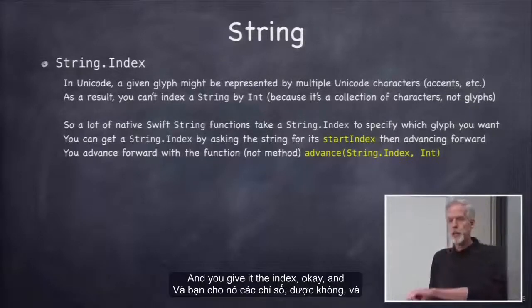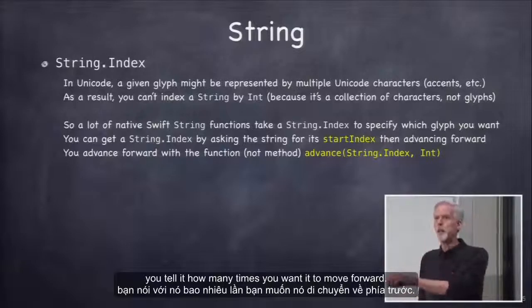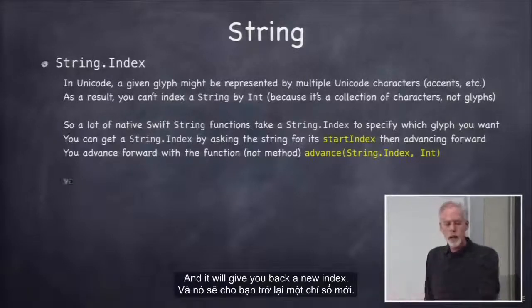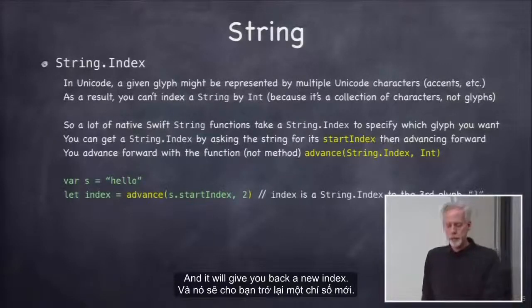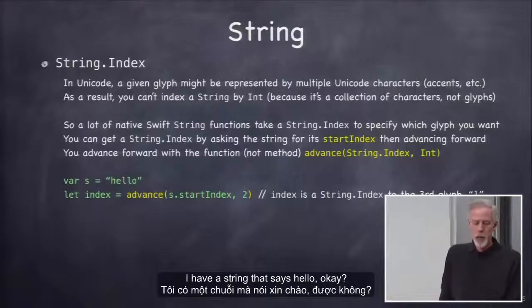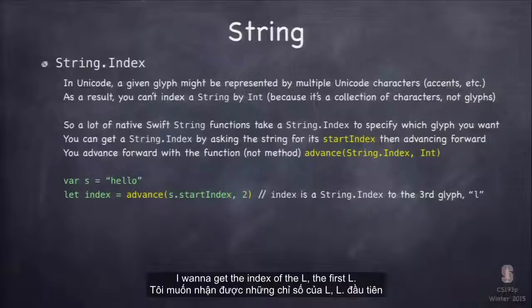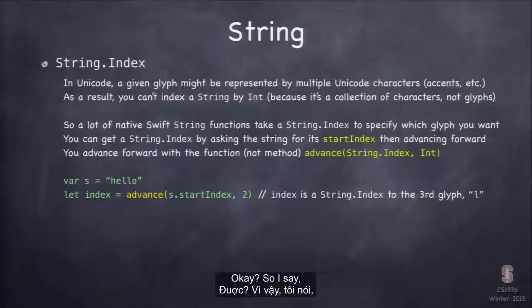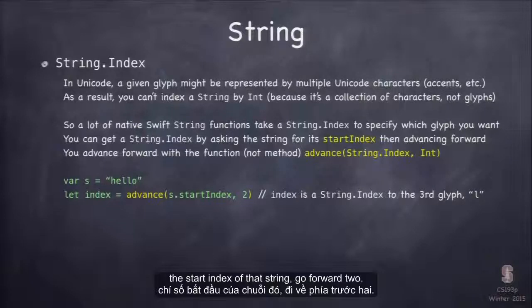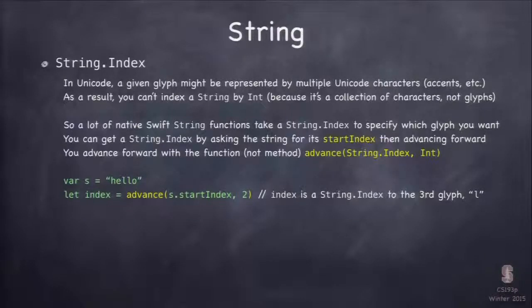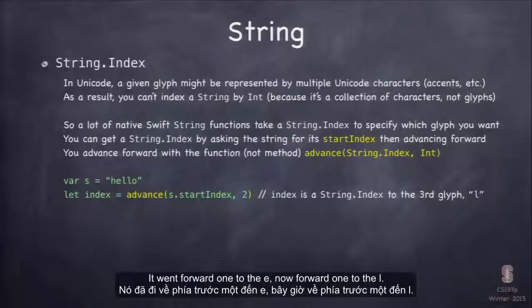And you give it the index, and you tell it how many times you want it to move forward, and it will give you back a new index. So here's an example. I have a string that says hello. I want to get the index of the L, the first L. So I say let index equal advance the start index of that string, go forward 2. So now it's pointing at the L. It went forward 1 to the E, now forward to the L.